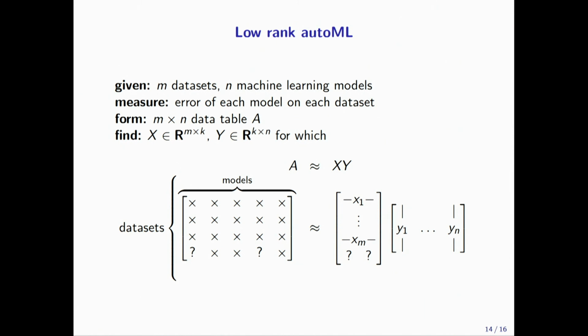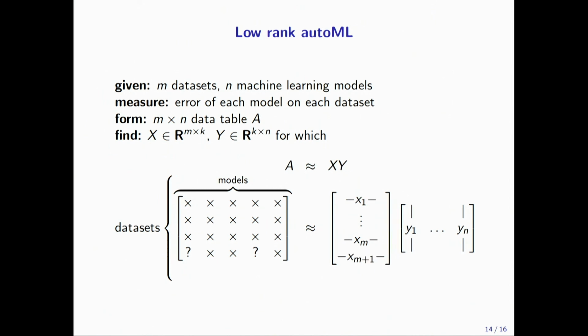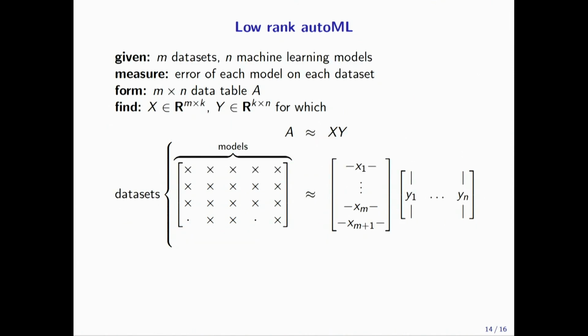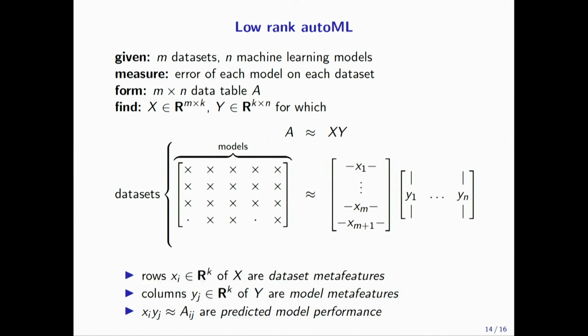So I'll run a couple of models on this new data set and see how well those models perform on the data set. That fills in some entries of A. I use that to fit the corresponding row of X. That gives me the data set features, and I can use that to estimate all of the other entries. Those are the dots now. Cool. So you can think of the rows as data set metafeatures. The columns are model metafeatures. And X times Y gives you predicted model performance on these data sets.